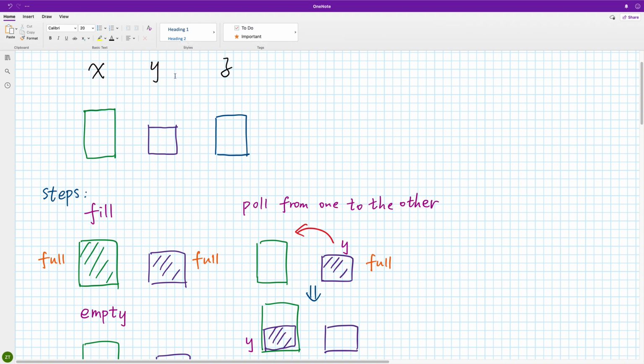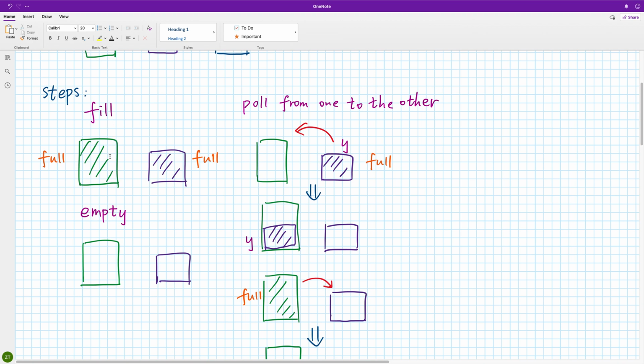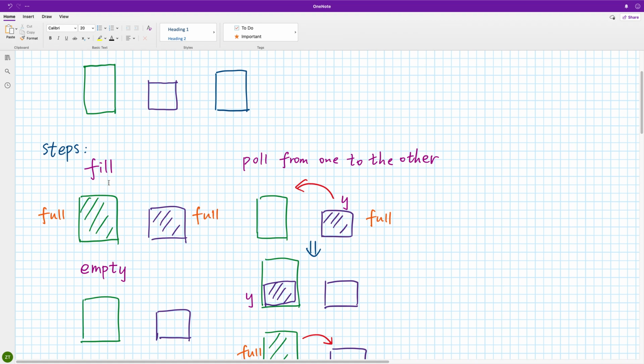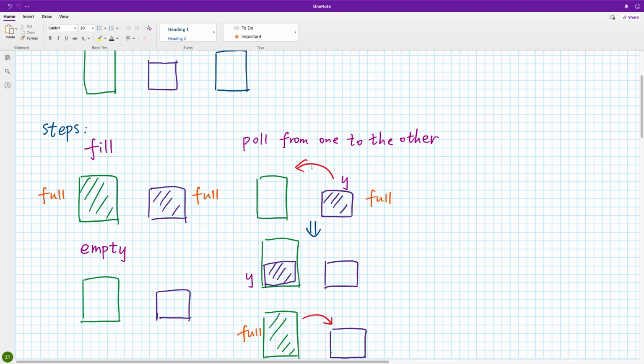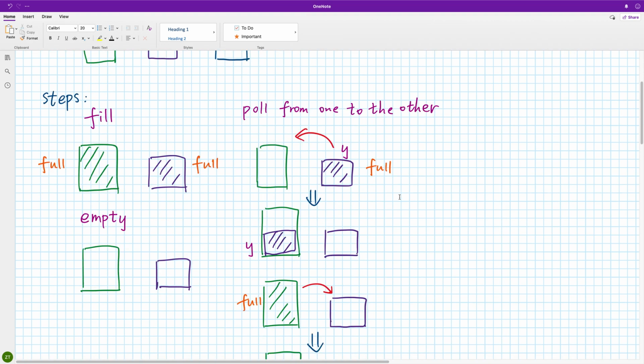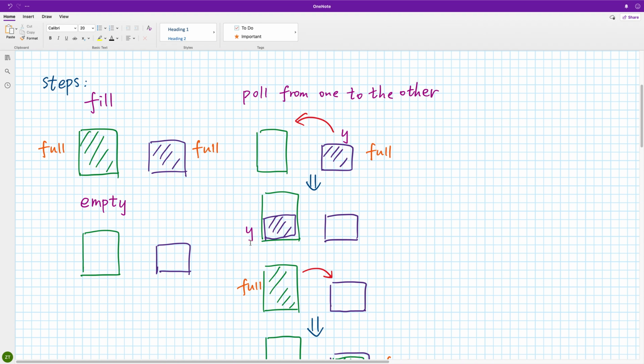how it works. For example, here we have two jugs with capacities X and Y, and Z is our target capacity. For the steps, we can fill them until they are full. In the example, the green jug and the purple jug are full, or we can empty them, then the green and the purple jugs are completely empty. Or we can pour water from one to the other. In this example, the current state is that the purple one is full. Then we pour it to the green jug. Then the green jug has Y water and the purple jug is empty. Y is the capacity of the purple jug, and the green jug has the capacity of X.